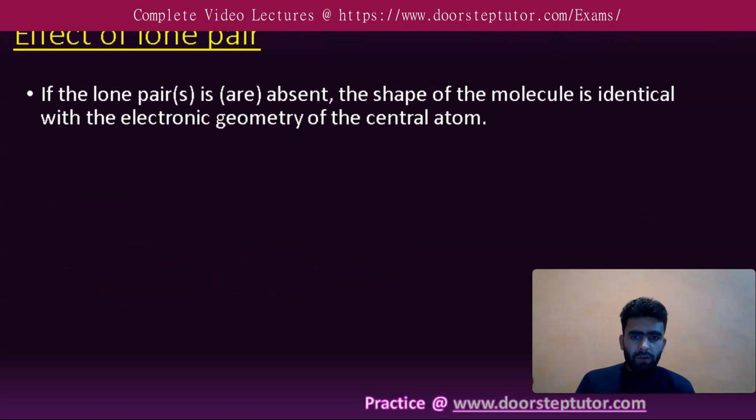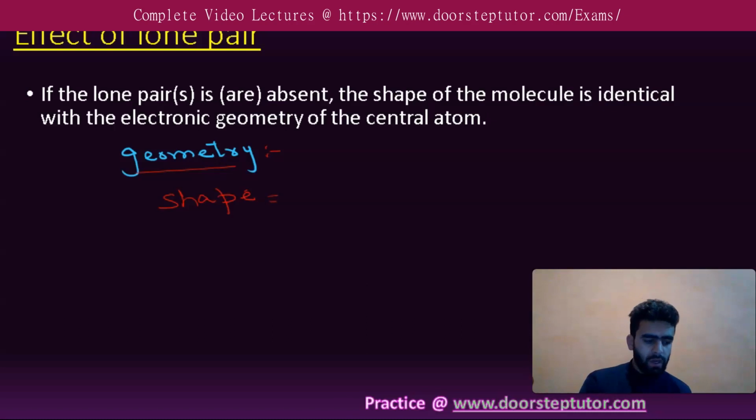Now what is the effect of lone pair in the molecule? When we take a lone pair into consideration, there are two things. One is the geometry of the molecule, and another is the shape of the molecule. So geometry is defined as the internal arrangement of electrons around the central atom.